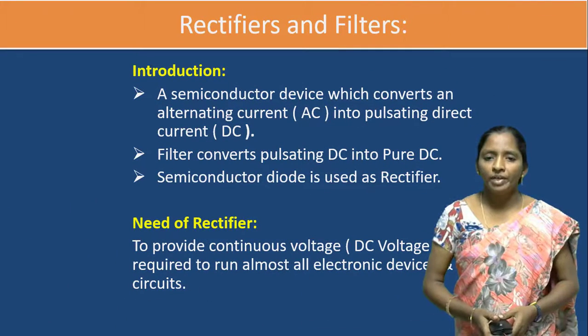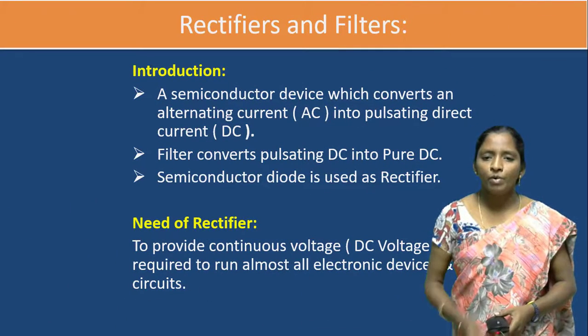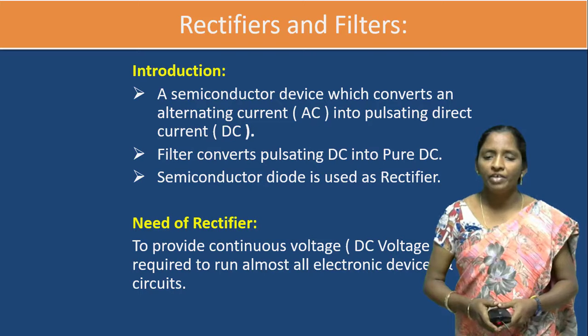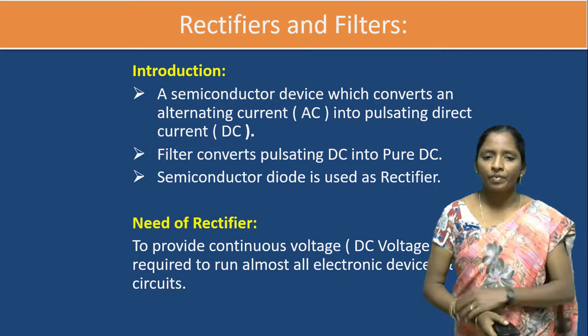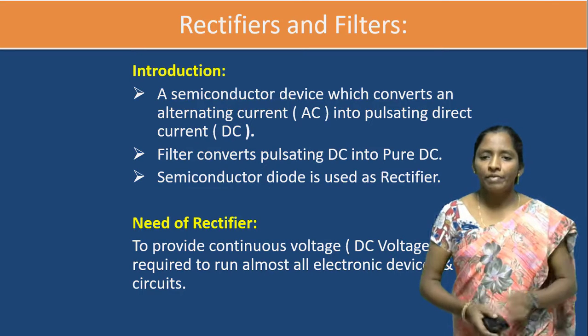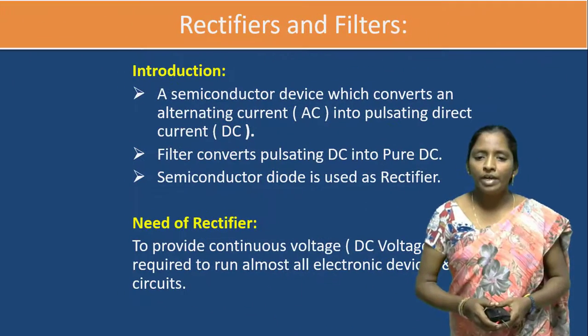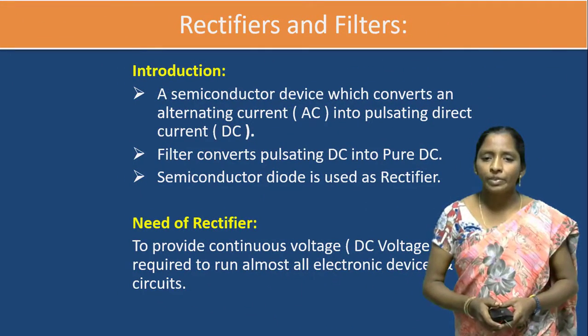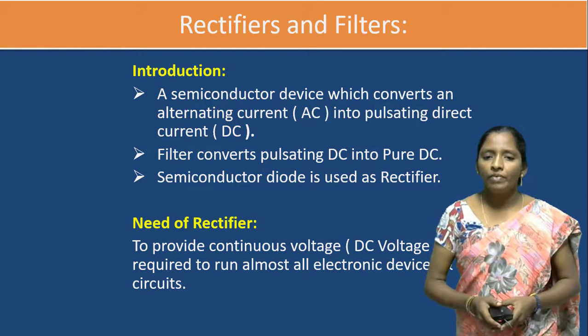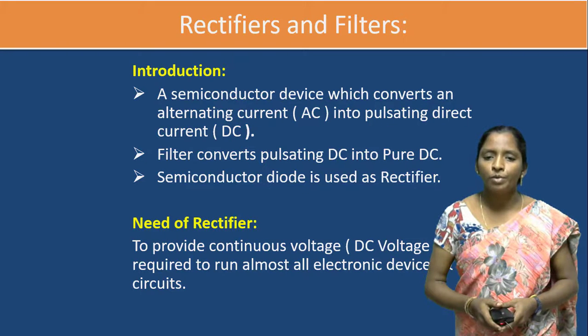Good morning to everybody. In this video, I am going to explain about rectifiers and filters. A semiconductor device which converts alternating current, that is AC current, into pulsating direct current or unidirectional current is known as the rectifier. Here, the filter converts that pulsating DC or unidirectional DC into pure DC.